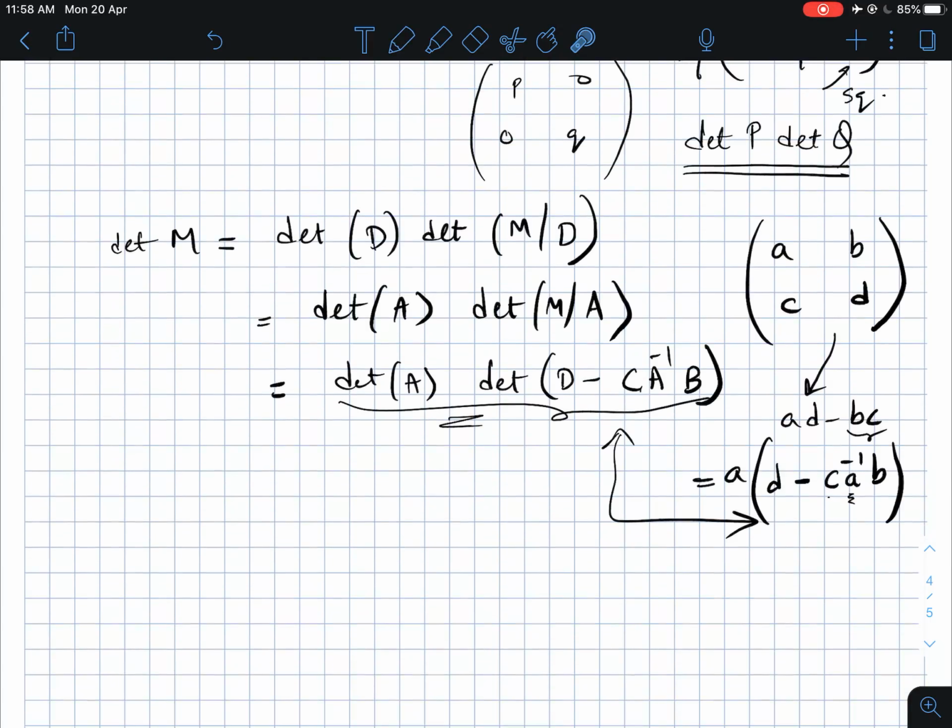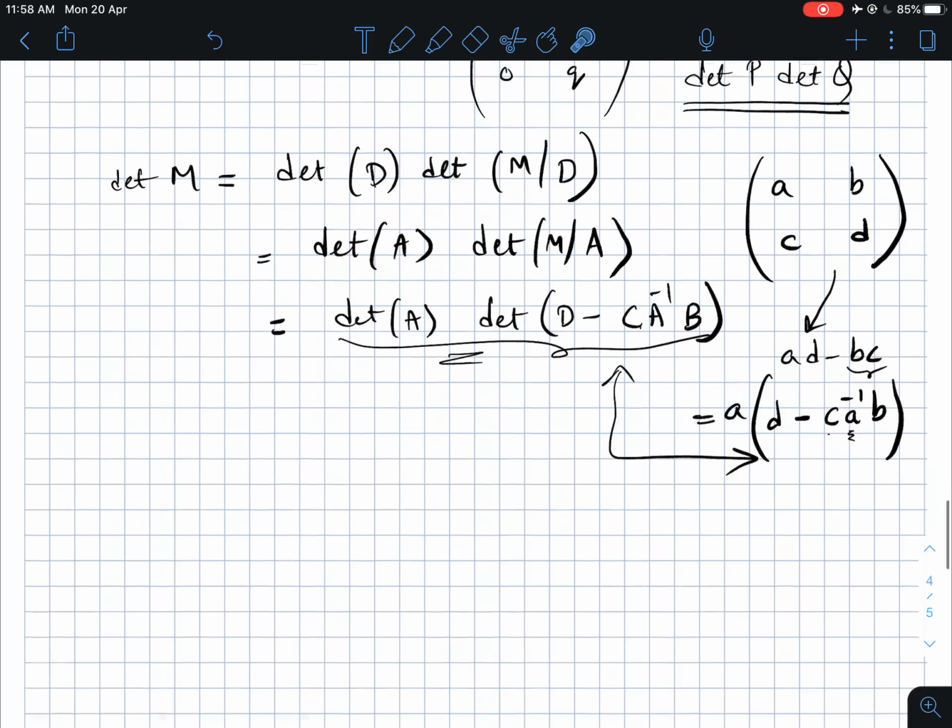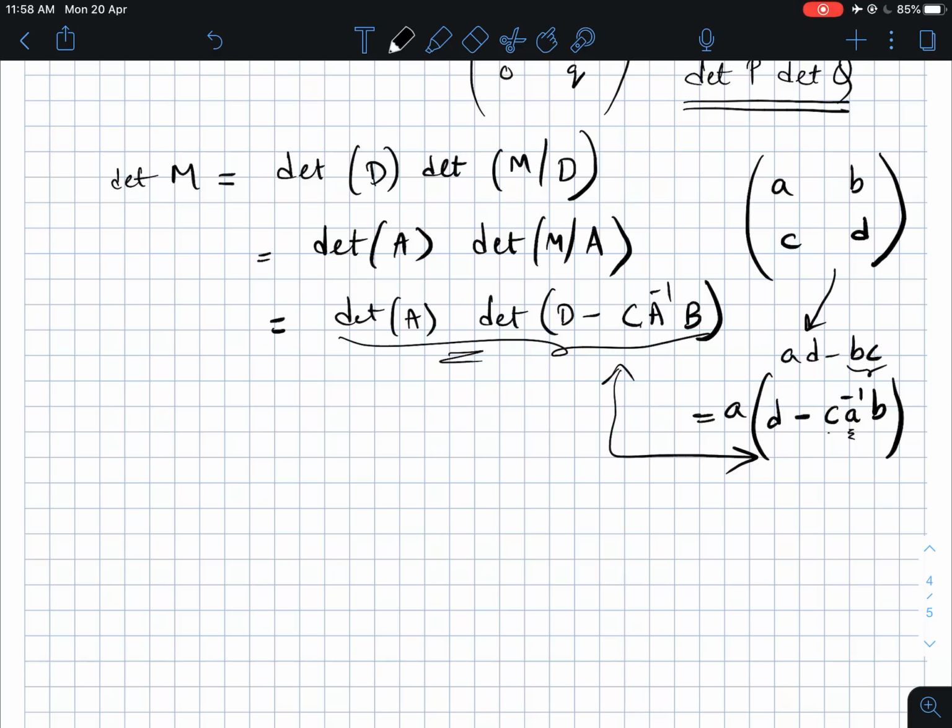Also, an important thing to note here is that both of these are correct. You can either write it as det A times this, or you can write it as det D times this. You can actually do both of them. And in general, whenever you see two ways of writing the same thing, it's usually indicative that something very miraculous can happen. For example, let me just try to construct this example.